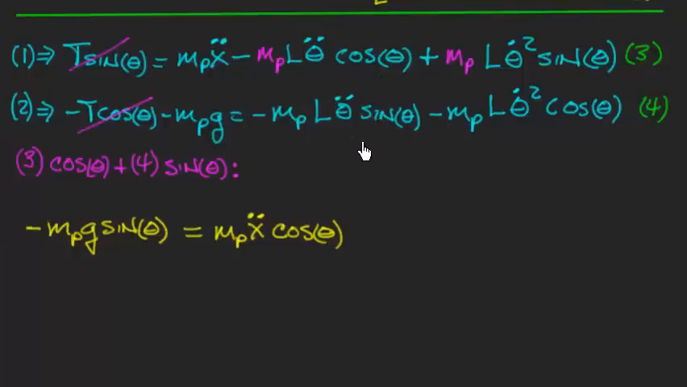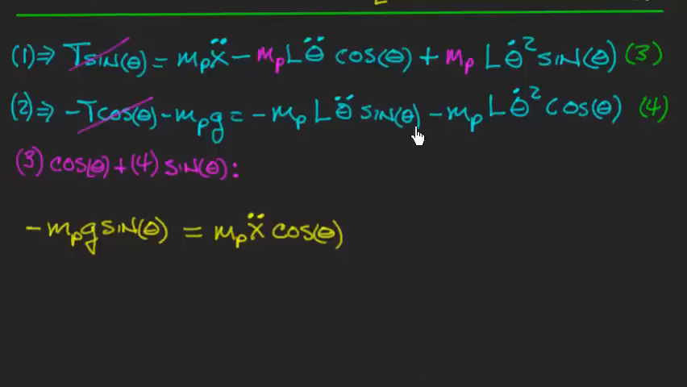And notice the one below it. That also has an mpl theta double dot. And that one I'm multiplying by sine. So this is going to be minus mpl theta double dot sine squared. And when I add these two terms together, I get mpl theta double dot, this one's going to be cosine squared, this one's going to be sine squared, and cosine squared plus sine squared is just 1.